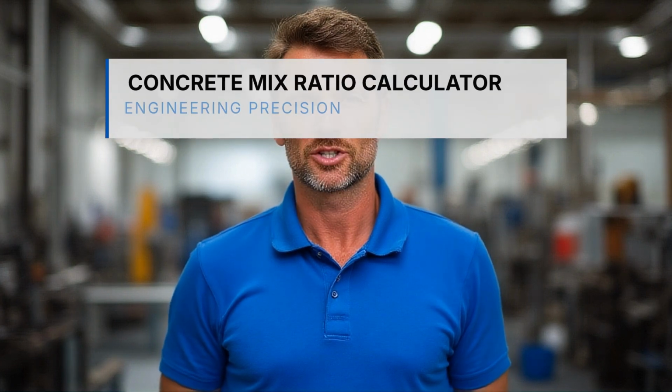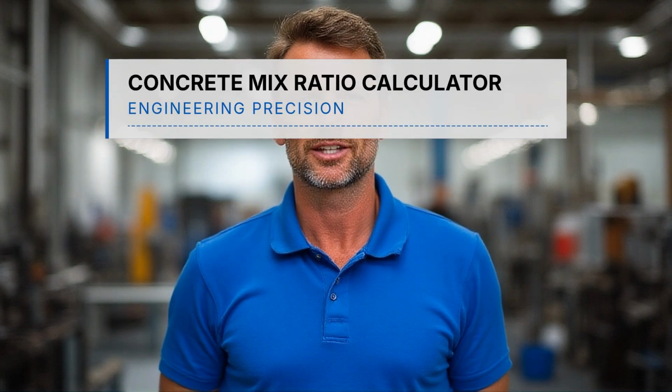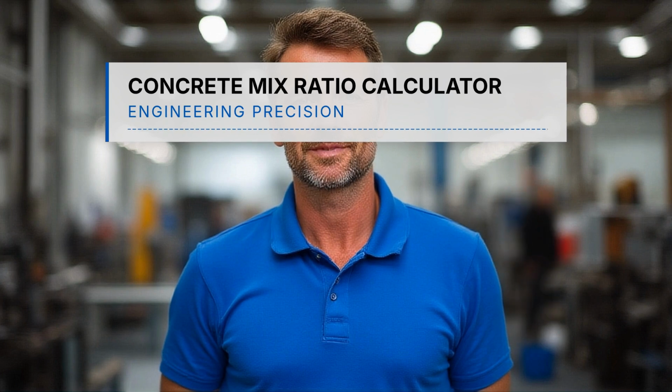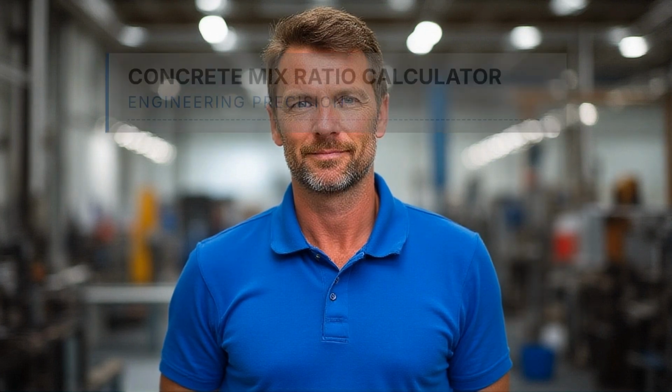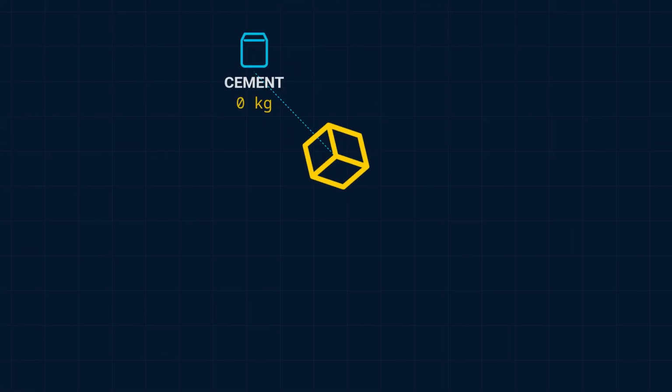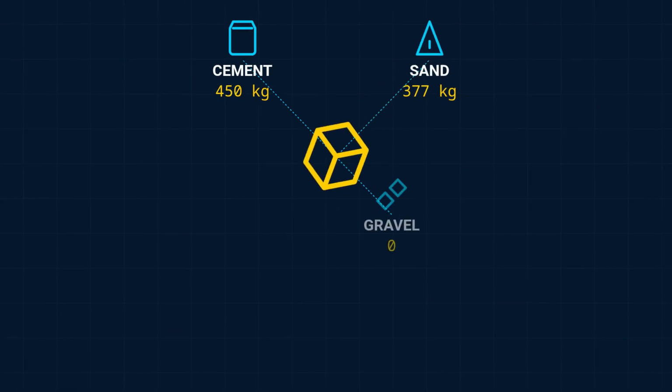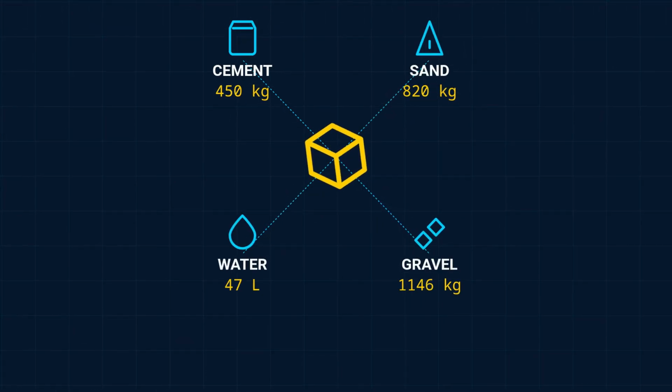The concrete mix ratio calculator solves a fundamental engineering problem, determining precise material quantities for concrete batching. Instead of manually calculating cement, sand, gravel, and water proportions based on mix ratios, this tool instantly provides exact quantities needed for your specified volume and strength requirements. Let's examine each input field.